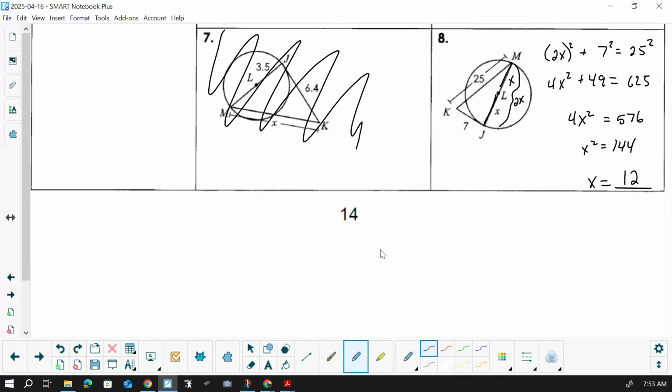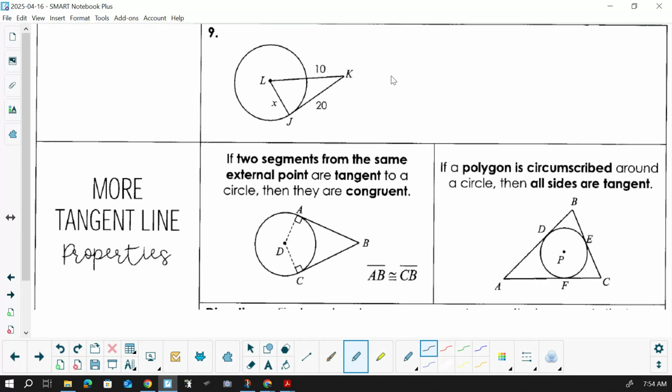Okay. Let's see here. 10x. Let's not worry about this one. We'll skip number 9 as well. That's got some math in there I think might be a little bit confusing for you. So let's just skip number 9.